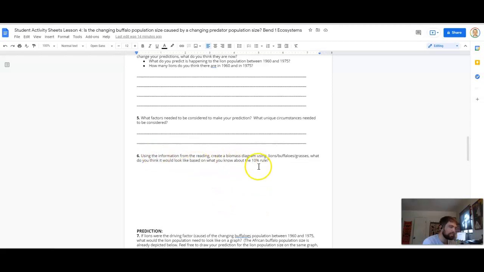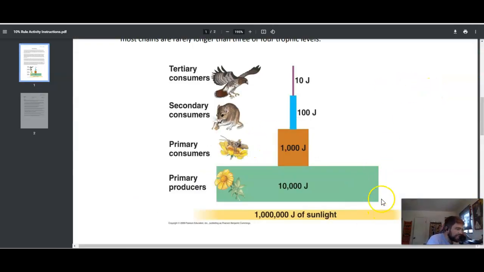Using the information from the reading, create a biomass diagram using lions, buffaloes, and grasses. What do you think that would look like based on what you know about the 10% rule? Okay, so to put it differently, the 10% rule says that 10% of the energy in the ecosystem moves up the food chain. Only 10%. So that means most of the energy that exists is lost as it moves up the food chain, okay?